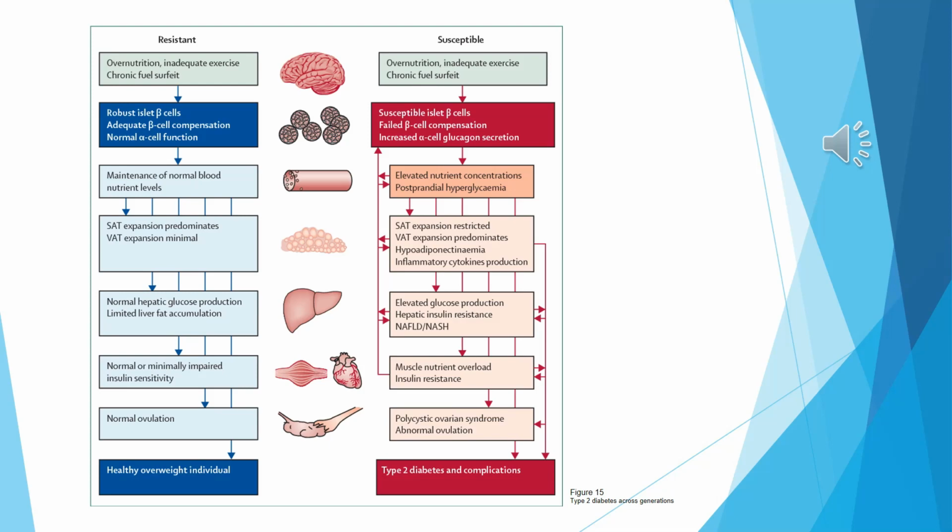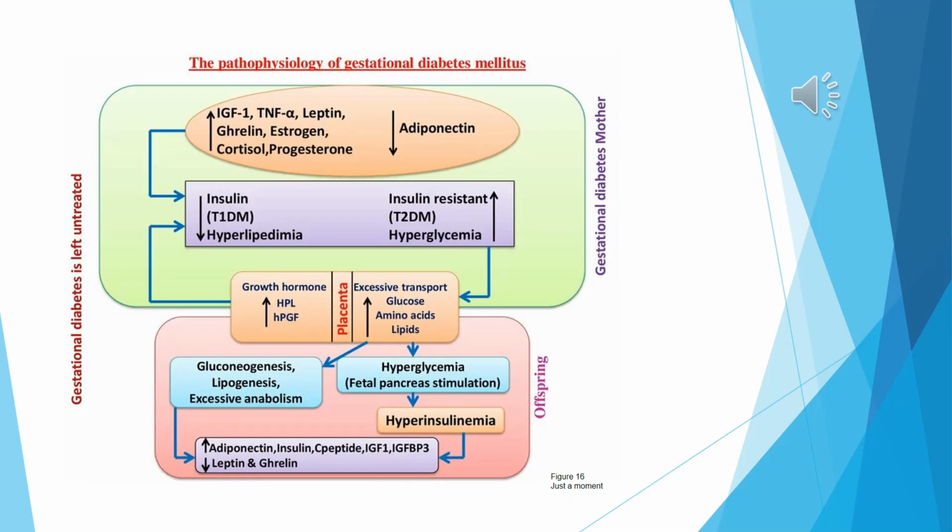Gestational diabetes is a serious pregnancy complication in which women without previously diagnosed diabetes develop chronic hyperglycemia during gestation. In most cases, this hyperglycemia is the result of impaired glucose tolerance due to pancreatic beta cell dysfunction on the background of chronic insulin resistance.